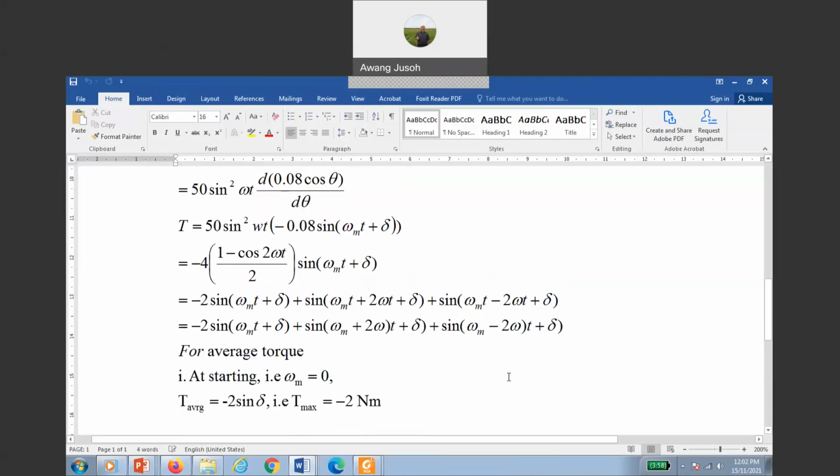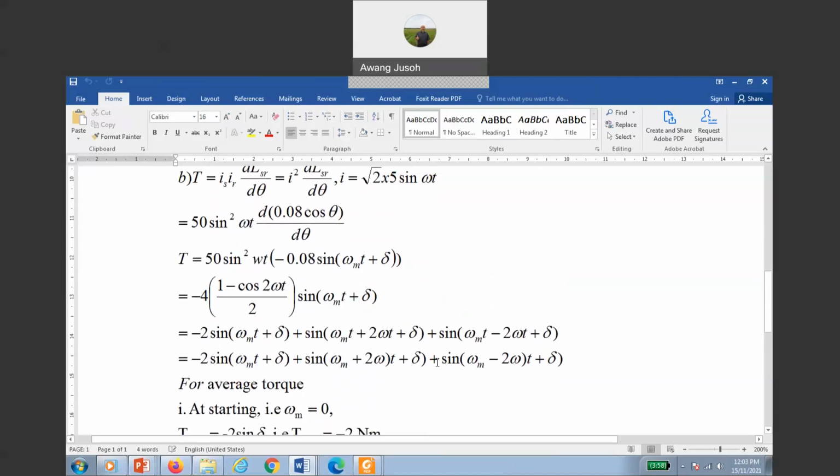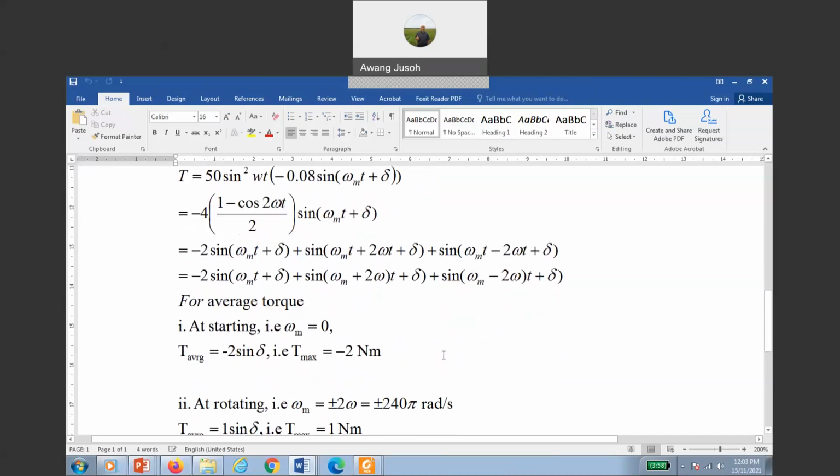Now what we're going to do is find the torque. Is there any torque in this equation? Yes, the torque can be determined by making the coefficient of t equal to 0. What makes the coefficient of t equal to 0? Here we have 3 coefficients of t. First, omega m. The second one is omega m plus 2 omega. And the third one is omega m minus 2 omega.